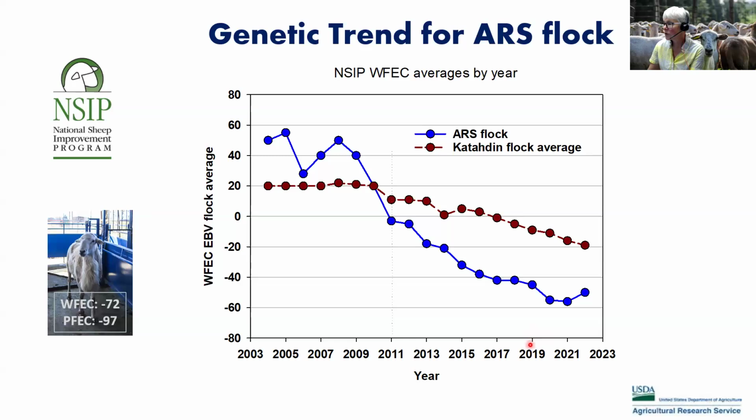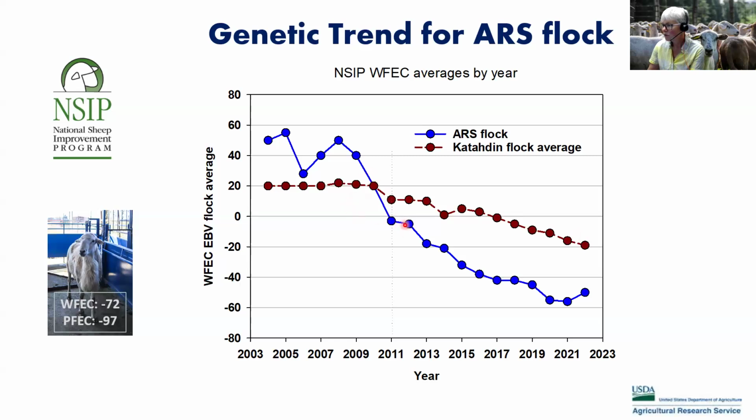Okay, so as I mentioned earlier, in our flock, we actually went too far with resistance. So again, these are estimated breeding values. So lower is better. This means animals are going to be more resistant. So just keep in mind that this is more susceptible, more resistant, and this is over time. We started using estimated breeding values in 2011. This was the average of the Katahdin flocks that were in NSIP.